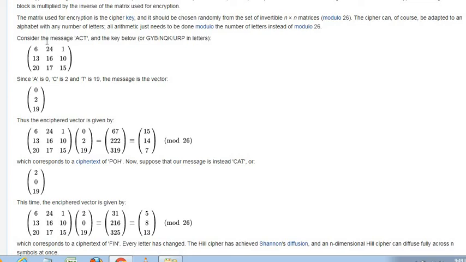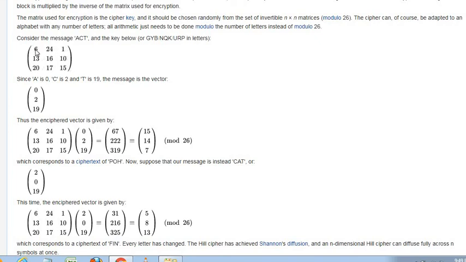In the previous algorithms, we used the key as a 3-letter word or 3-letter character. Here the key is nothing but a matrix. The key below is randomly selected: G Y B N Q K U R P. So G Y B, then N Q K, then U R P.